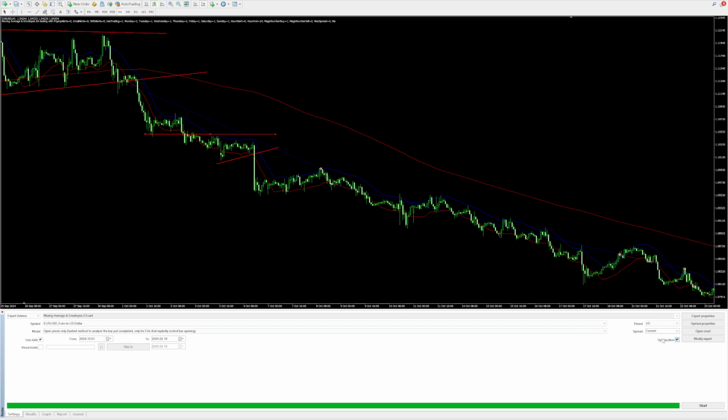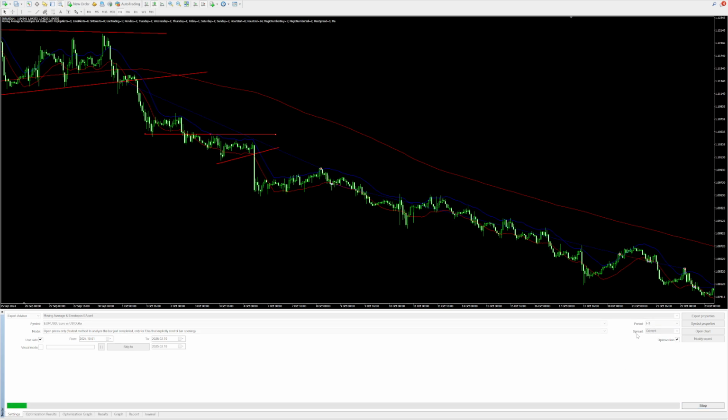Same data that we were using, optimization, and spread's another thing. We use the current market spread. Just be careful if you're testing on the weekend and use current market spread. The spread can be higher than usual. You can always just adjust the spread in there manually.